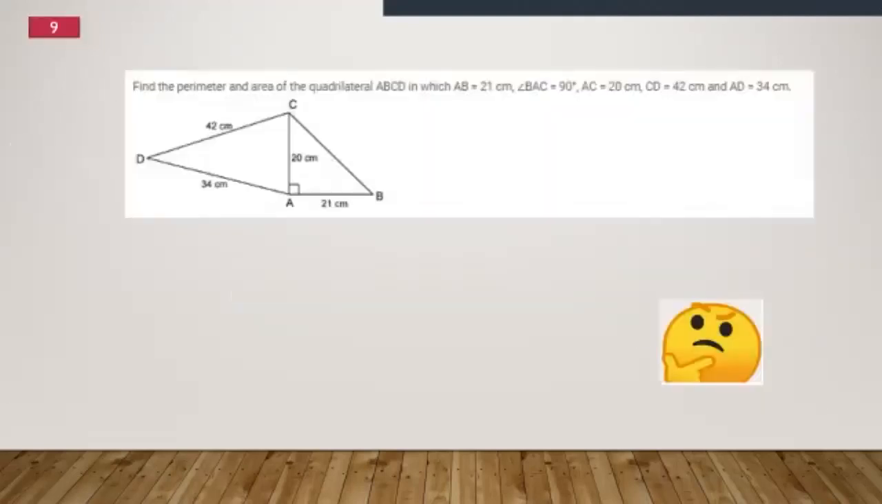Okay, fine. Find the perimeter and area of a quadrilateral ABCD. ABCD is a quadrilateral in which AB is 21, angle CAB is 90 degrees, AC is given as 20, CD is given as 42.